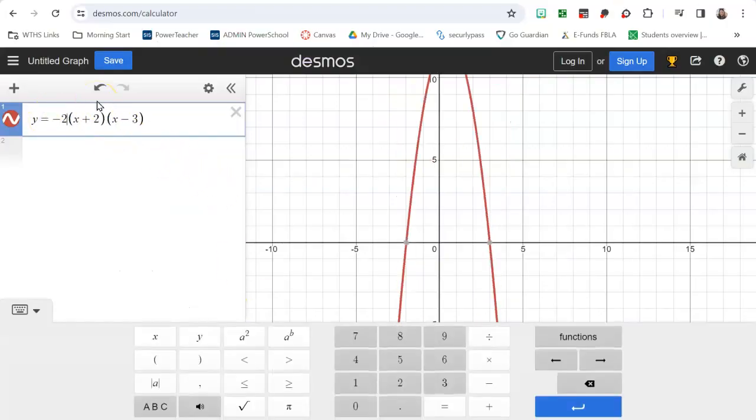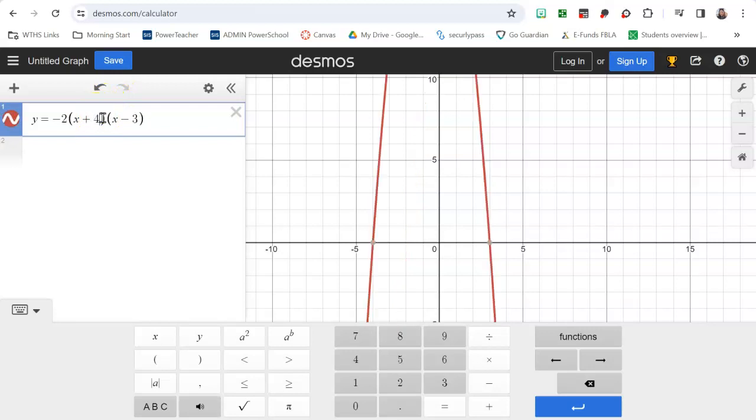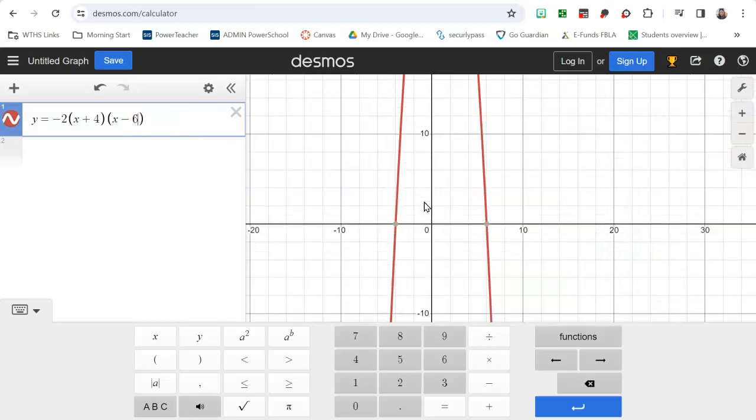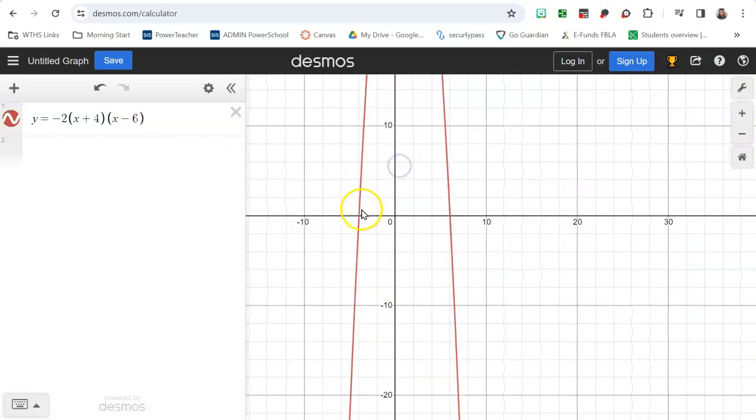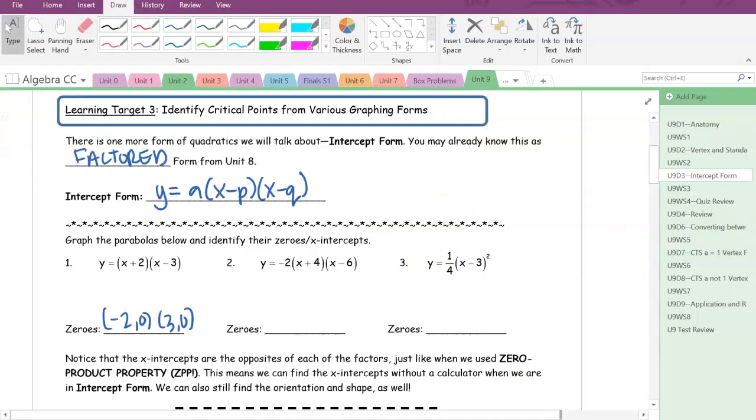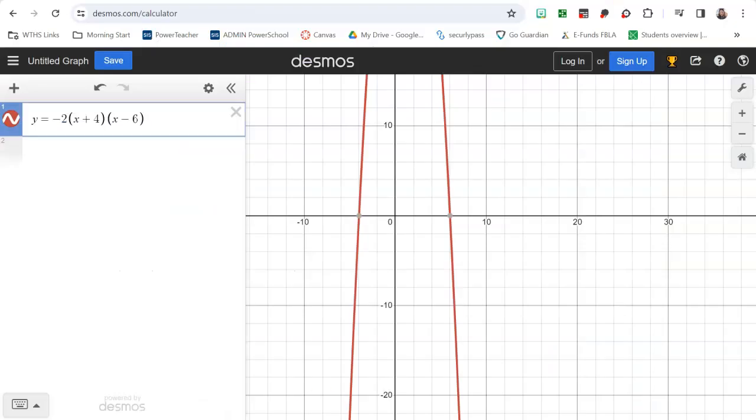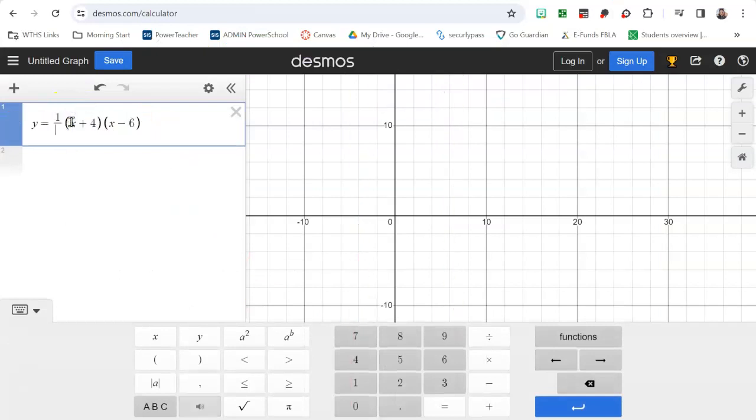Negative 2, and we have an x plus 4 and an x minus 6. I can't see the whole thing, but that's all right. I really just care about the zeros. See, it goes all the way up there. My zeros are at negative 4 and positive 6. You're probably noticing a pattern here. Last one, 1/4 (x minus 3) squared. Now notice this one only has one zero at (3, 0).